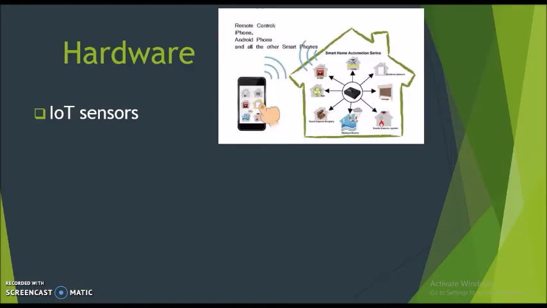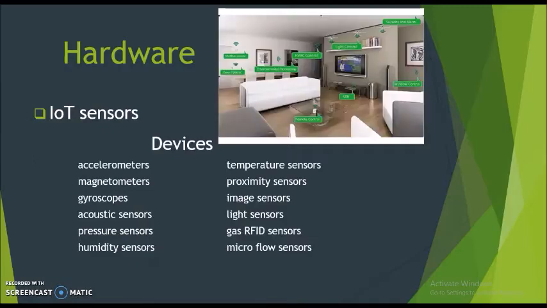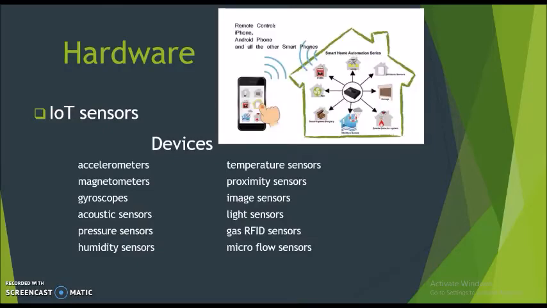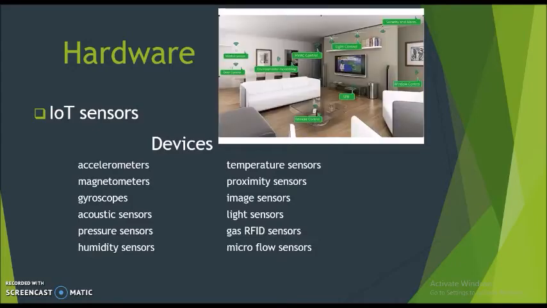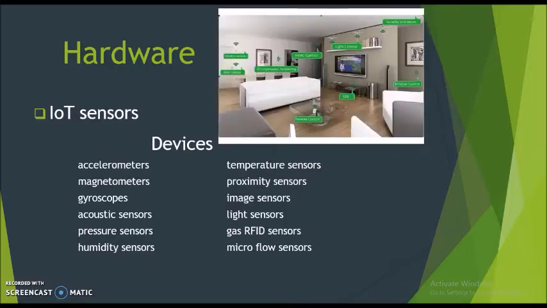Here is a list of some of the measurement devices used in IoT. Accelerometer, temperature sensors, magnetometers, proximity sensors, gyroscopes, image sensors, acoustic sensors, light sensors, pressure sensors, gas RFID sensors, humidity sensors, microflow sensors.